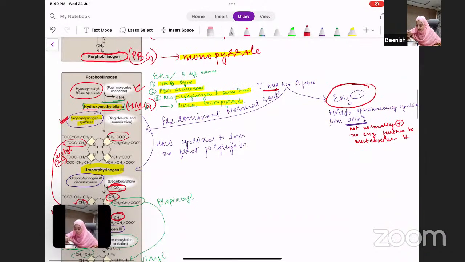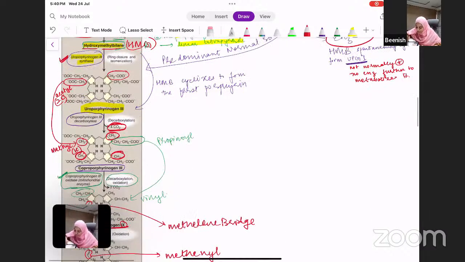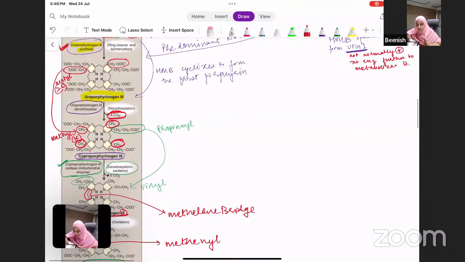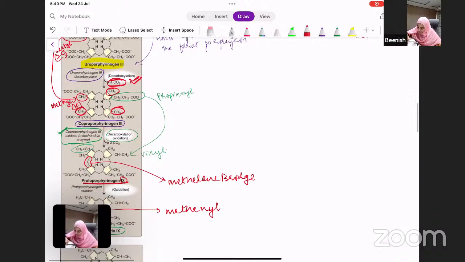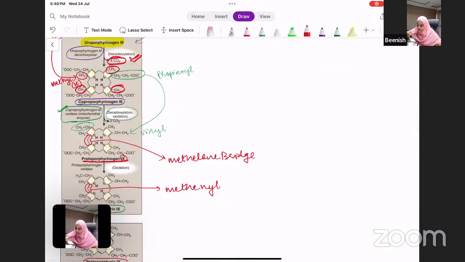Okay, now this hydroxymethylbilane is going to cyclize and form uroporphyrinogen. Now this uroporphyrinogen is having acetyl in its side chain, so that acetyl is going to be converted into methyl. Okay, so 4 carbons are going to be removed, so therefore you can see 4 carbon dioxide removed, decarboxylation taking place, and you end up with coproporphyrinogen 3. Now this coproporphyrinogen 3, its propionyl side chains are going to change into vinyl, and you end up with protoporphyrinogen 9.